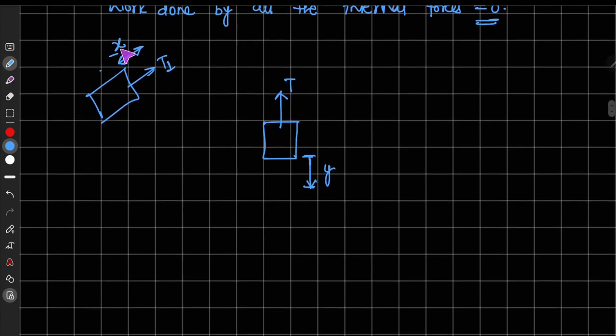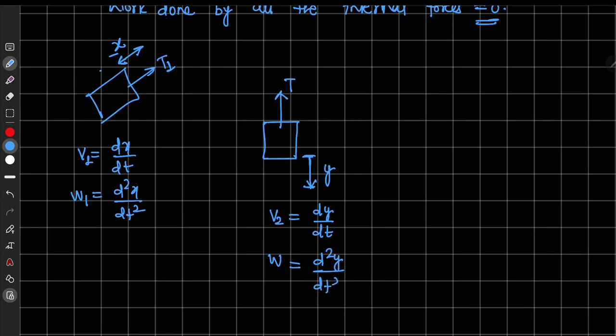Now if we differentiate this x with respect to time, then we can say velocity, let us say v1 is equal to dx upon dt, and here the velocity of body 2 we can write as v2 is equal to dy upon dt. Let us differentiate it again. We can write the acceleration of body 1, w1, is equal to d square x upon dt square, and here we can write w2, or we can say w because it is having the acceleration of w, as d square y upon dt square.